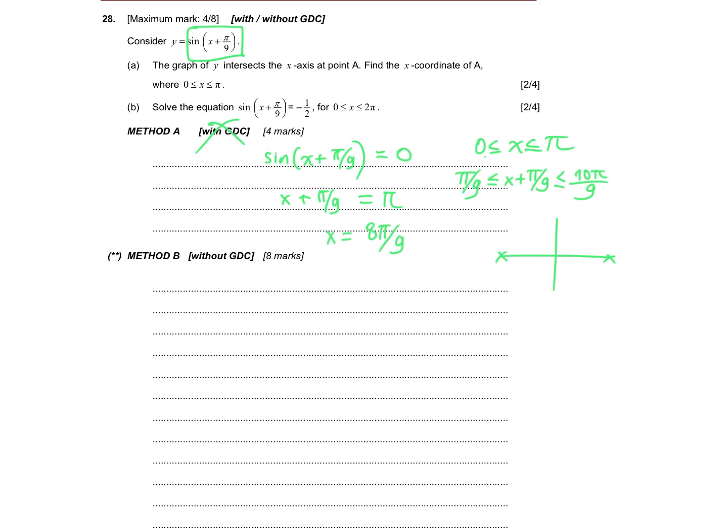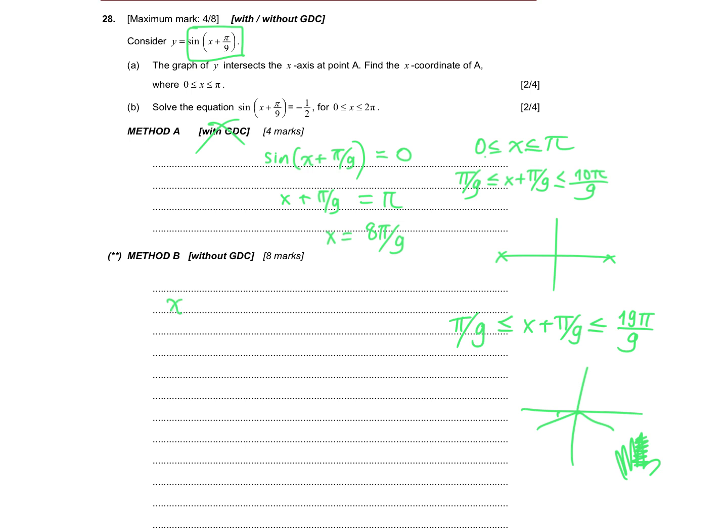Okay, so again, our domain is going to change, and we now have 2 pi plus pi over 9, so that's 19 pi over 9. And when is sine -1/2? That's at pi over 6. Okay, so we're here and here, pi over 6, because sine is negative.